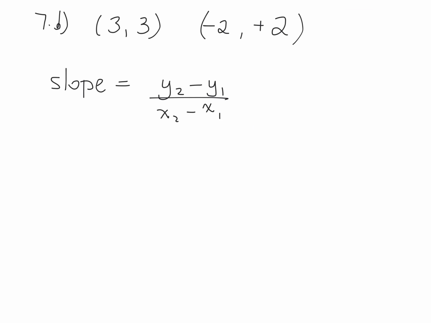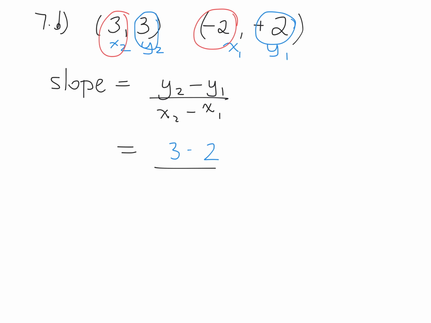I'm going to label this as x, y. I'm going to call this 2, and I'm going to call this 1, just to switch it up, to show you that it doesn't matter. So what did I label as y2? 3 take away 2 over what? 3 take away negative 2. 3 take away negative 2 is positive 5. The answer is positive 1 over positive 5.